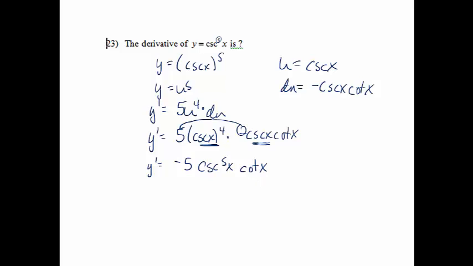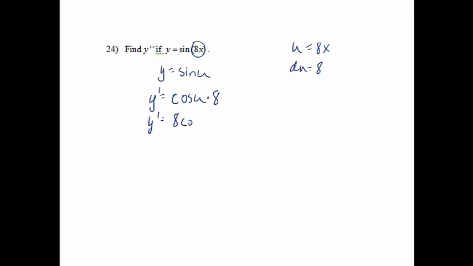Number 24, find y double prime if y equals sine of 8x. All right, so again, we're taking the second derivative. I do have some things in parentheses, so once again, this is a good candidate to do a u substitution, and I'm just going to write over here, my u is 8x, and the derivative of the 8x is 8. Okay, so finding the first derivative, the derivative of sine of u would be cosine u times the du. Well, my du is 8, so I'm just rewriting this. This will be 8 cosine u.